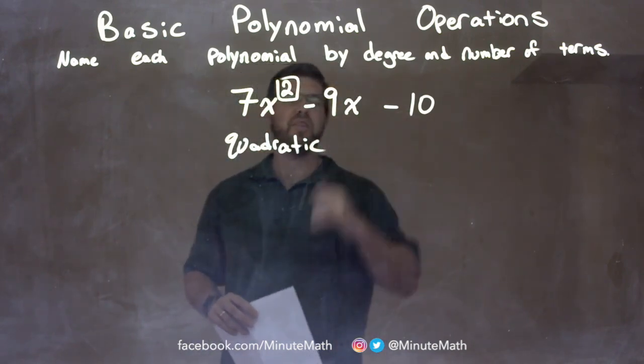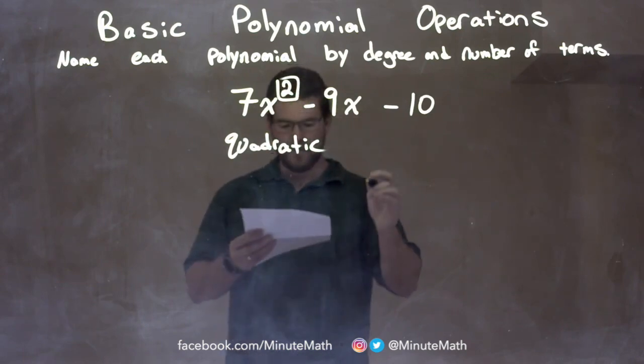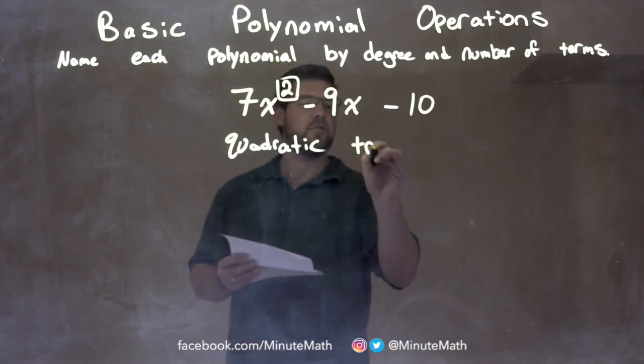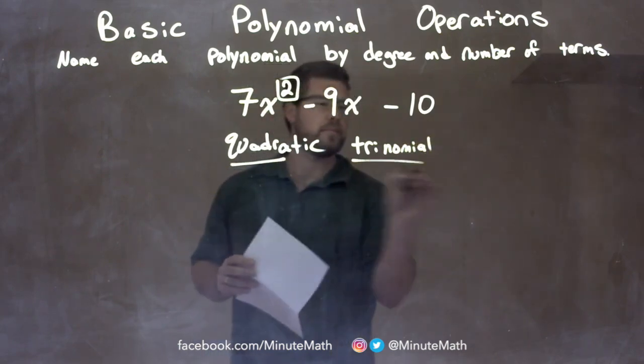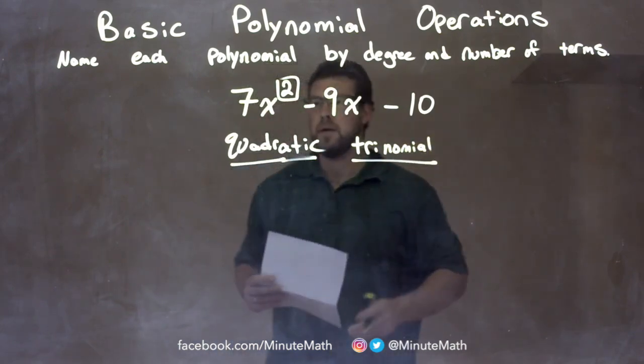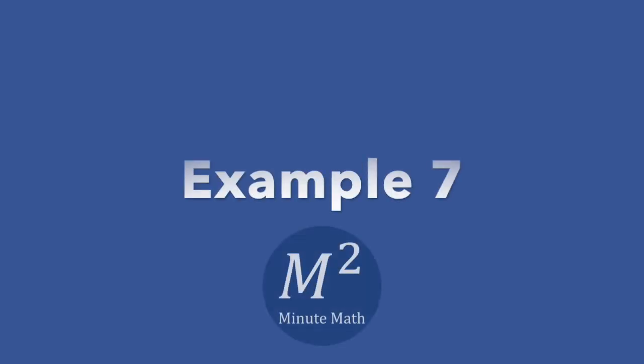Then from there, we have 1, 2, 3 terms. 3 terms there, it's a trinomial. So we call it a quadratic trinomial. And there we have our final answer.